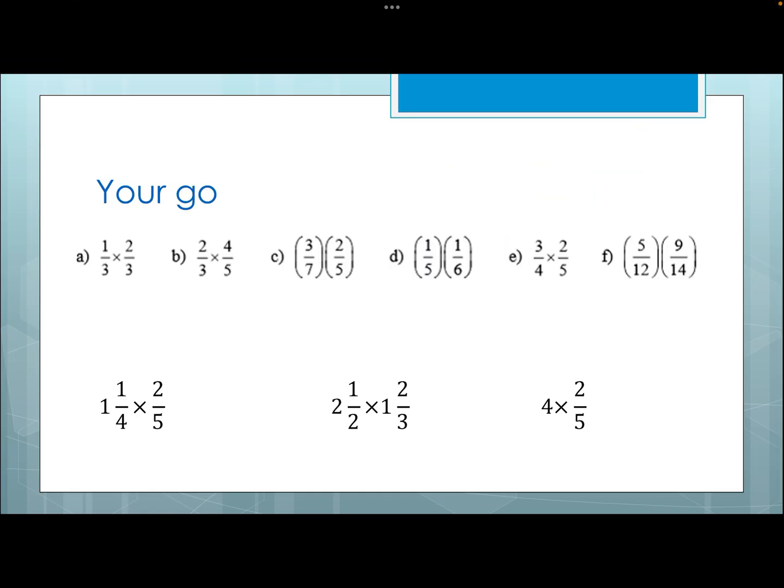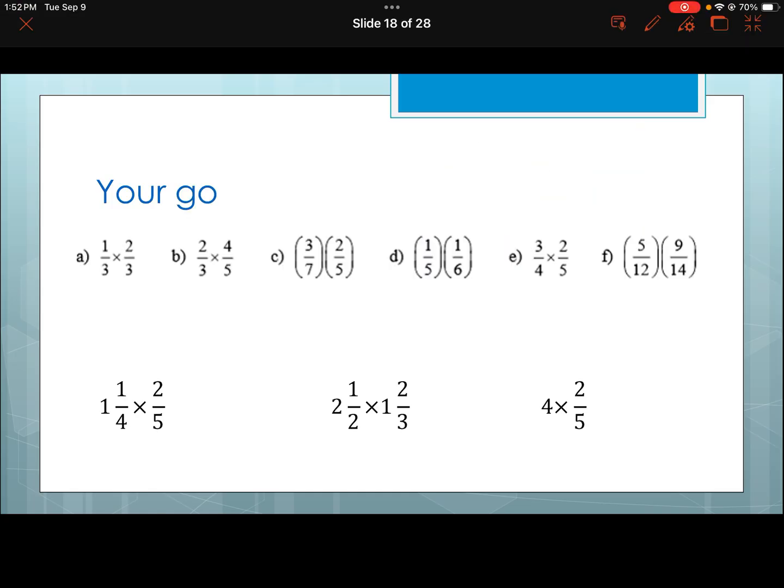There are a bunch of questions there, just a few things to talk about. The top are easier than the bottom. Remember that if we have brackets next to brackets, it just means times. I'm going to go over these in 5 seconds. Off you go.